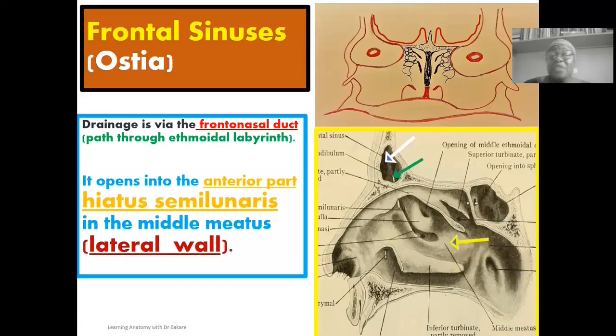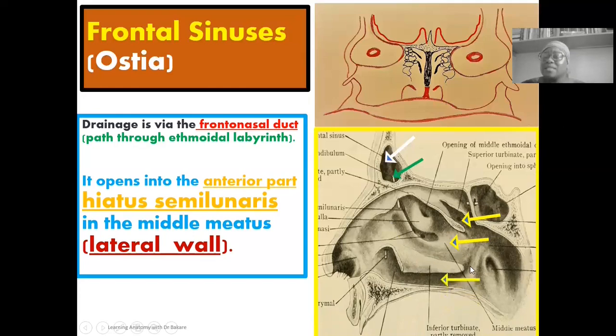This is where we have the middle meatus. We know that we have the superior concha. This is the superior concha, this is the middle concha, and this is the inferior concha. And in between these conchae, we have the meatuses. So between the superior concha and the middle concha, we have the superior meatus. So this is the superior meatus. And between the middle concha and the inferior concha, we have the middle meatus, and this is the middle meatus. Then inferior to the inferior concha, we then have the inferior meatus.